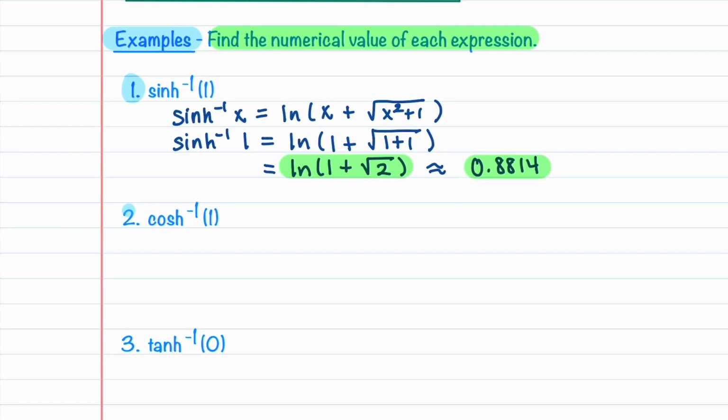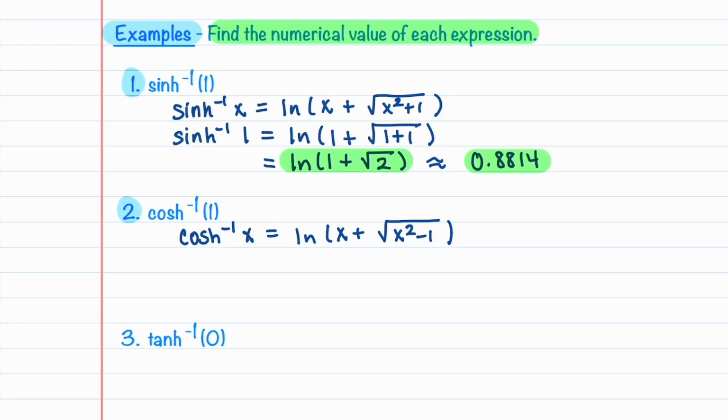Now we have a really similar example for number 2. We are going to evaluate inverse cosh of 1. Let's begin by writing down the formula. Inverse cosh of x is the natural log of x plus the square root of x squared minus 1.